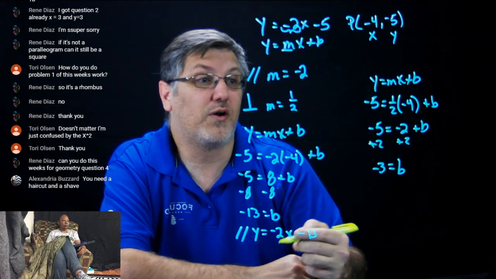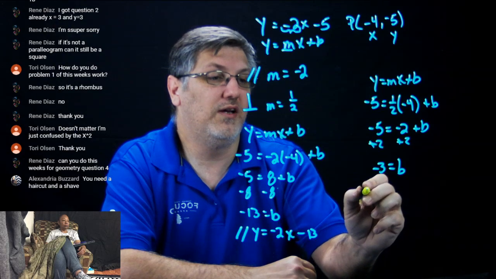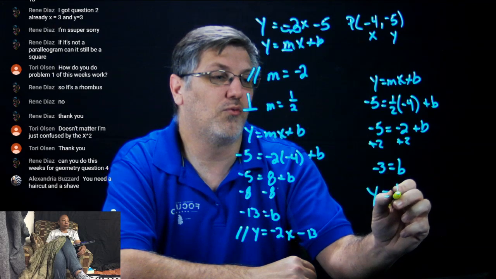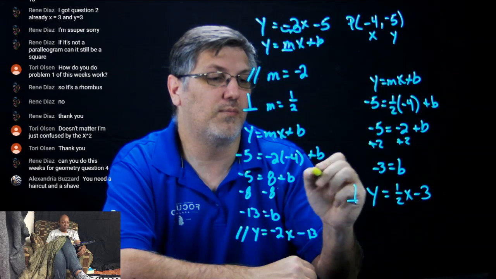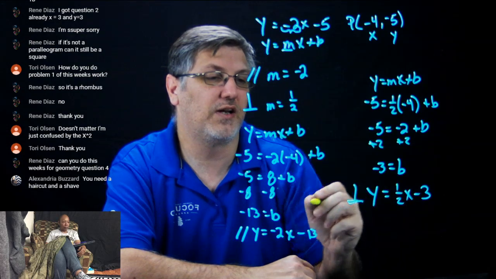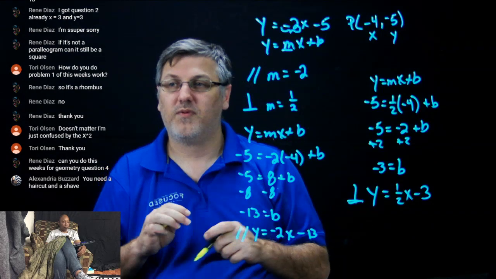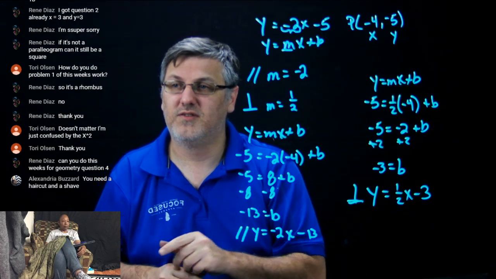And then from there, we just write our equation. We have our m, we have our b. So therefore, we have y equals 1/2 x minus 3. And you're done. This is your parallel and your perpendicular. Piece of cake.